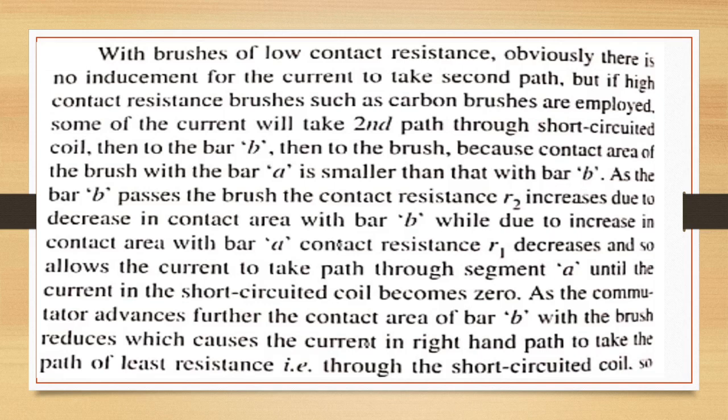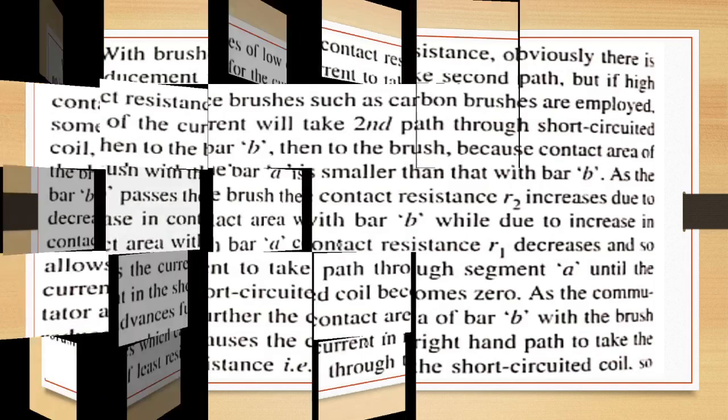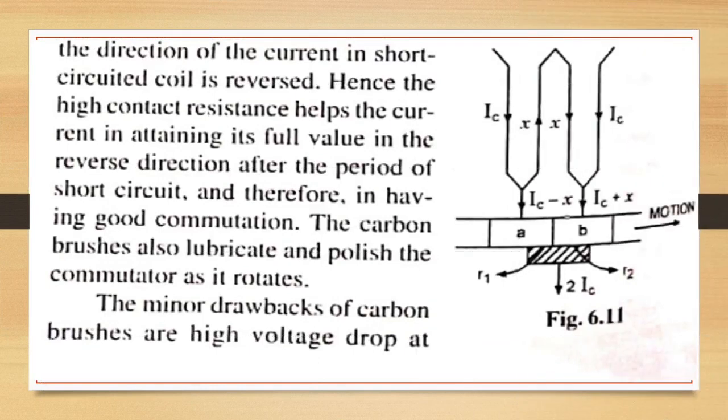As the commutator advances further, the contact area of bar B with the brush reduces, which will cause the current in the right hand path to take the path of least resistance, that is, to the short circuited coil. So now the direction of current in the short circuited coil will be reversed, as shown in the figure. Hence the high contact resistance helps the current in attaining its full value in the reverse direction after the period of short circuit, and therefore in having good commutation.